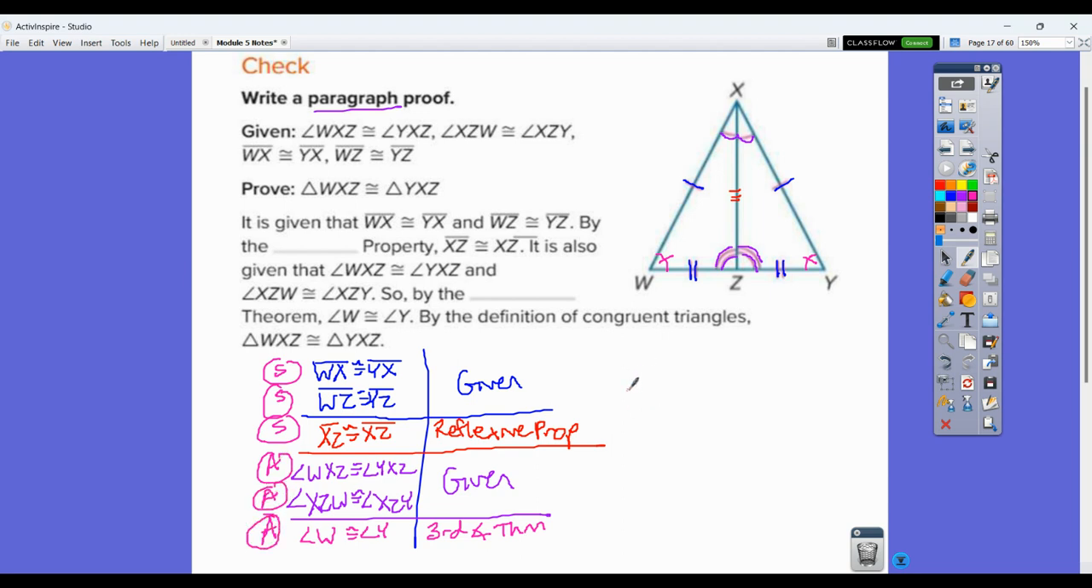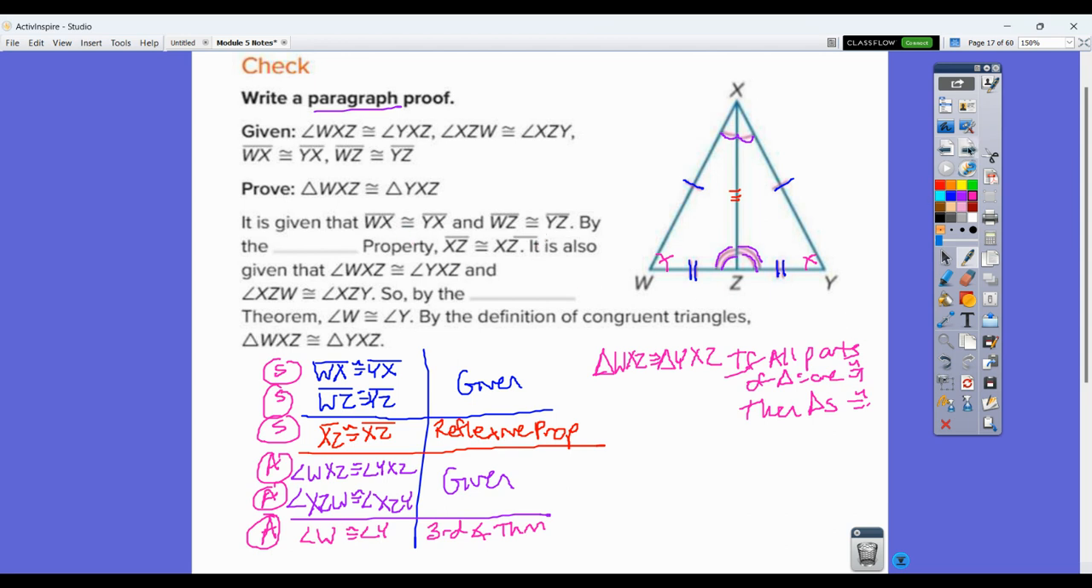So if we go back to that idea at the beginning that if all parts of triangles are congruent, then the triangles are congruent. That's what allows us to say this. And that's the definition of congruent triangles here that allows us to state in our last step that triangle WXZ is congruent to triangle, make sure you do it in the correct order, YXZ. And that's what we were trying to prove there.